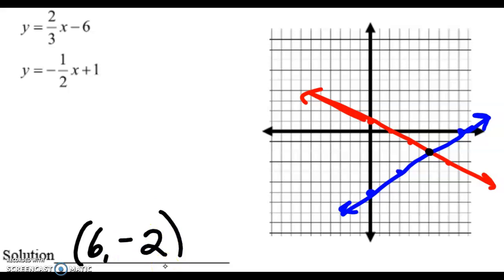You can plug that in to make sure you're right. 2/3 times 6 is 4. 4 minus 6 is the y value of -2. -1/2 times 6 is -3, plus 1 is -2. So I know it works. All right, that's if you didn't use your graphing calculator and you just did it by hand, which we had practiced numerous times. You might be more comfortable with that.